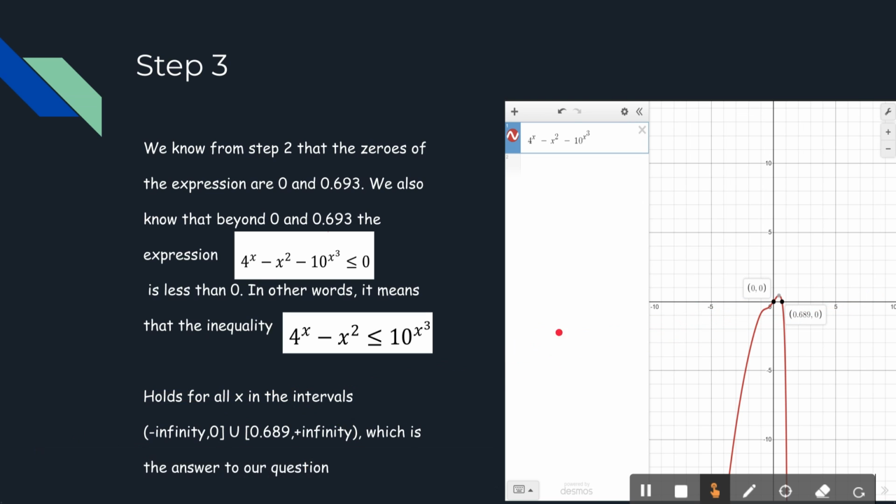Just as a refresher, the parenthesis is for an open interval and a square bracket is for a closed interval. So, in this interval, 0 also counts, and in this interval, 0.689 counts. And the union just means this set and this set both satisfy this condition.